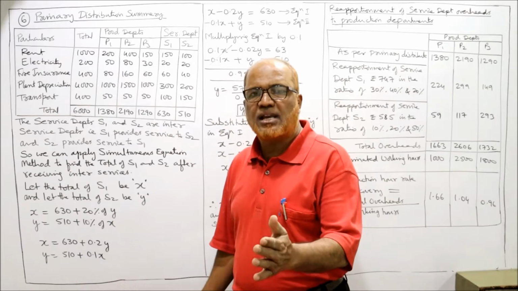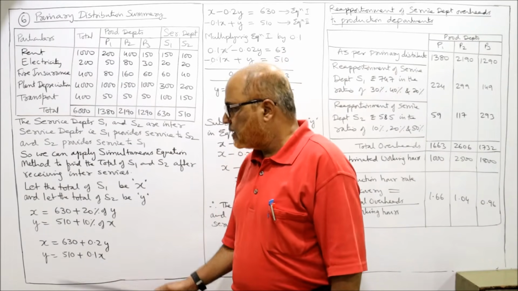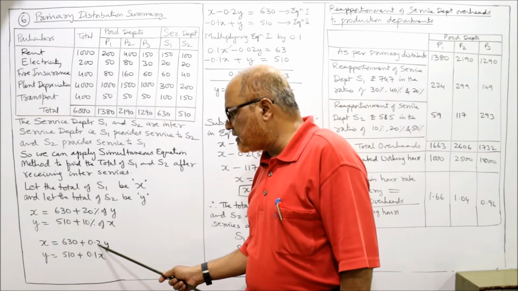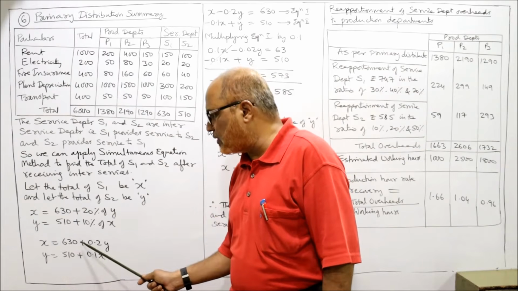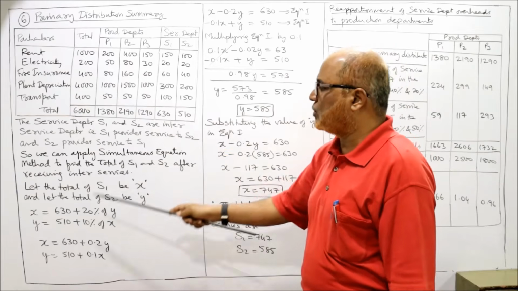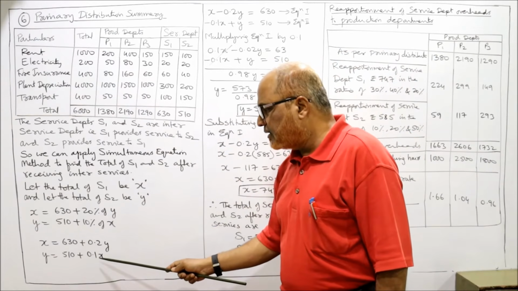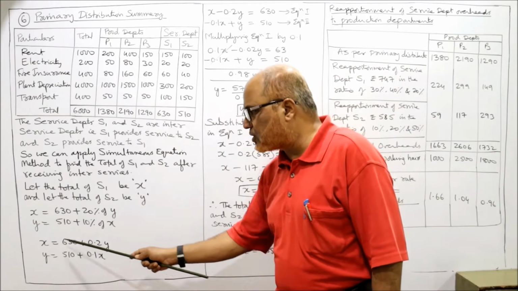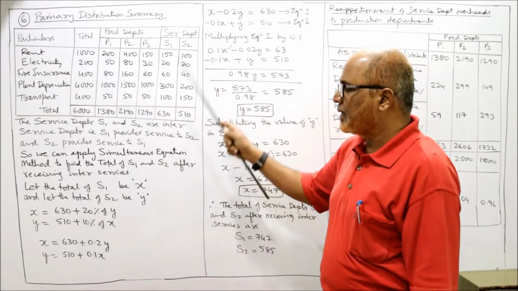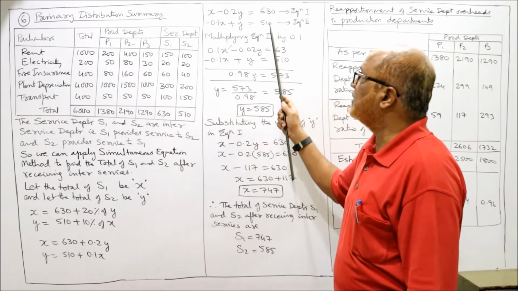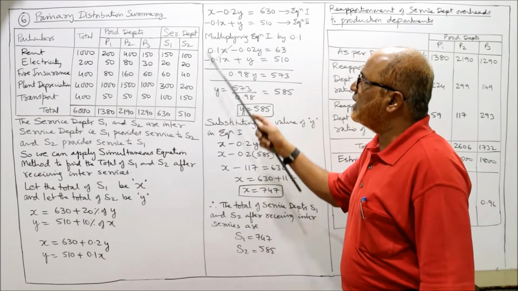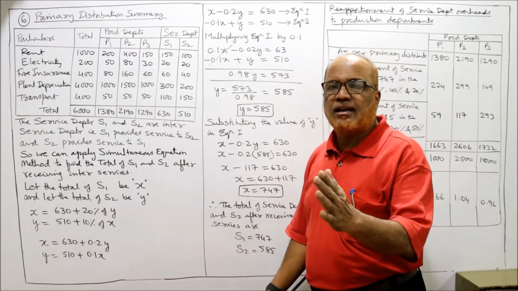अब x के नीचे x लेंगे, y के नीचे y लेंगे. That will be better. So this 0.2Y is on RHS. So I am bringing this 0.2Y to LHS. So plus will become minus. So I am writing X minus 0.2Y is equal to 630. Similarly, this X is on RHS. I am taking it to the LHS. So plus will become minus. Minus 0.1X plus Y is equal to 510. ताकि x के नीचे x रहना, y के नीचे y रहना. That's why I have taken here. Now I want to cancel X.